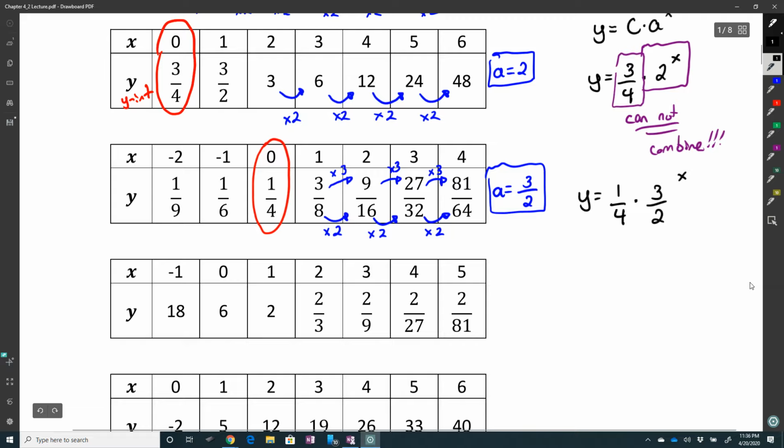So 1/4 times 3/2 to the x. It turns out, though, that this is incorrect.